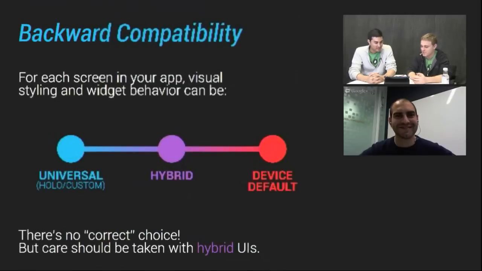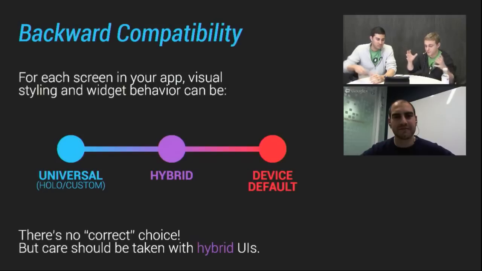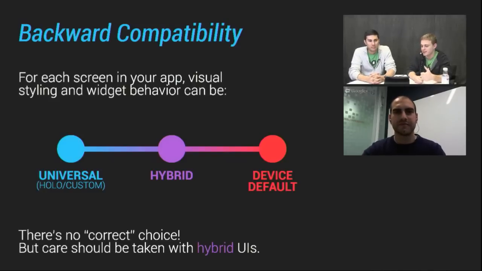So backward compatibility. The way we view backward compatibility is that for each screen in your app, and you could extend this to your entire app or just an individual widget, visual styling and behavior, basically visual and interaction design, can operate along a spectrum of how close it is to the primary version of the app.